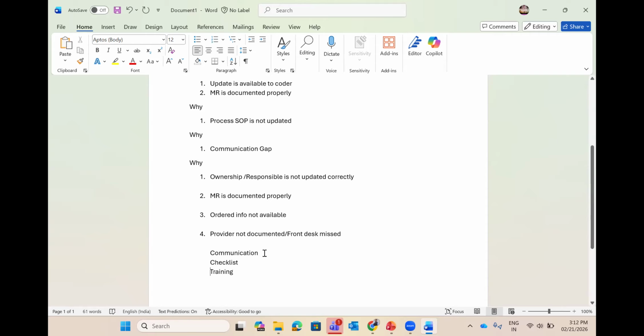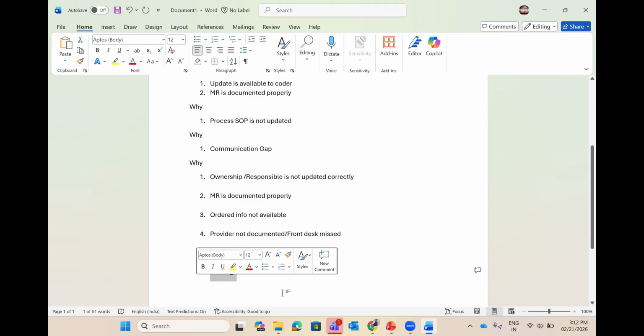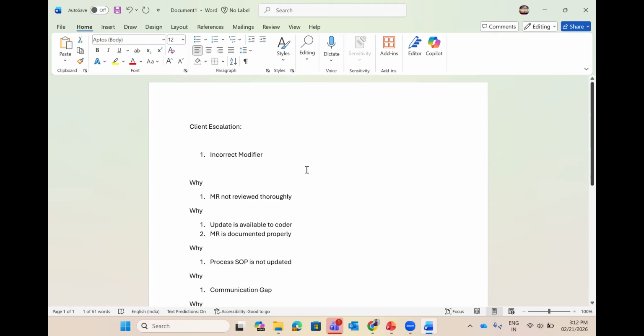What you need to do from here is branch it out. If it is communication, why is the communication missing? Then you will get an answer, right? If it is checklist, why am I missing the checklist? If it is training, why am I missing the training? See this, the 5 Why is going to identify your root cause problem. That's what we are trying to see here.